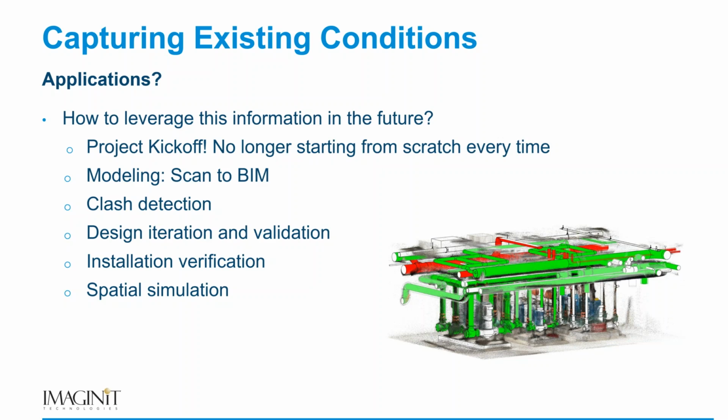And again, at the end of the project, we want to make sure that we actually captured what was completed. That's the install verification concept. Hey, this is what we were given from our design team, and this is what they actually did. And spatial simulation is basically being able to say, I captured this, so how could we best make changes to this space and simulate what would eventually happen in a new design?